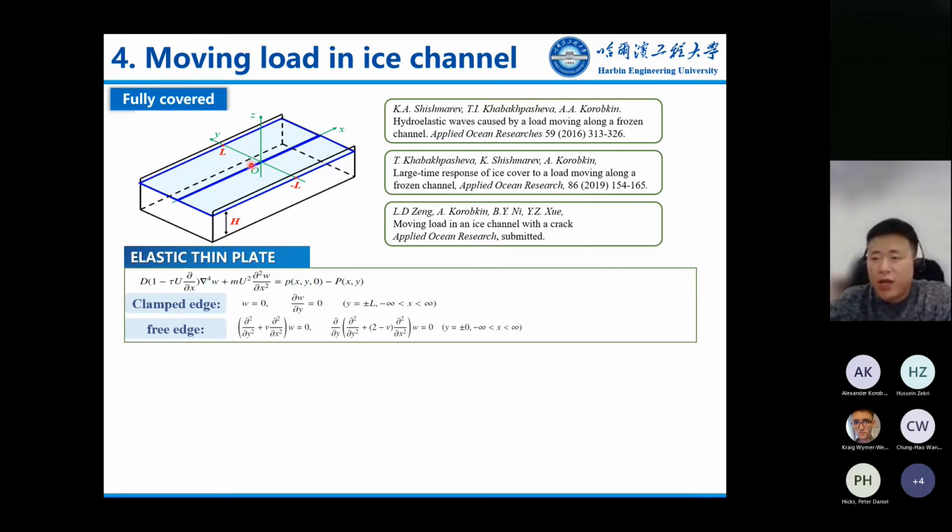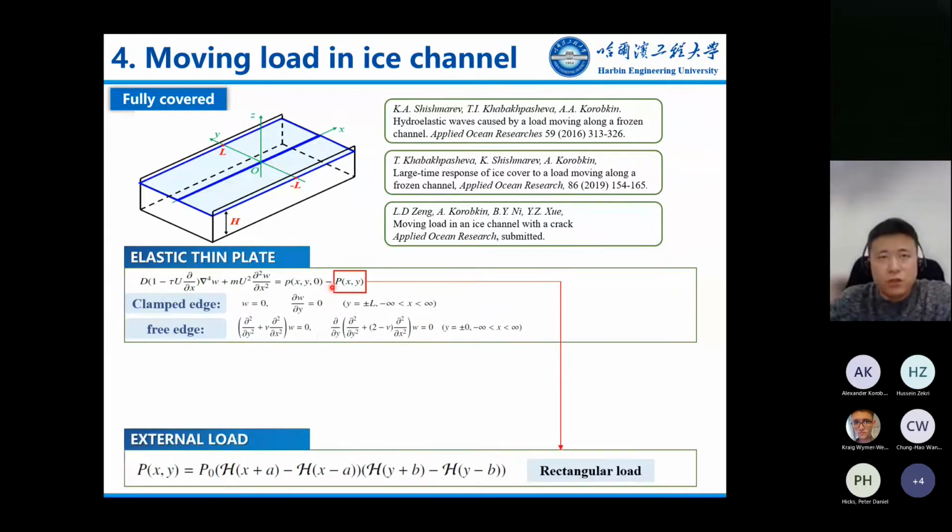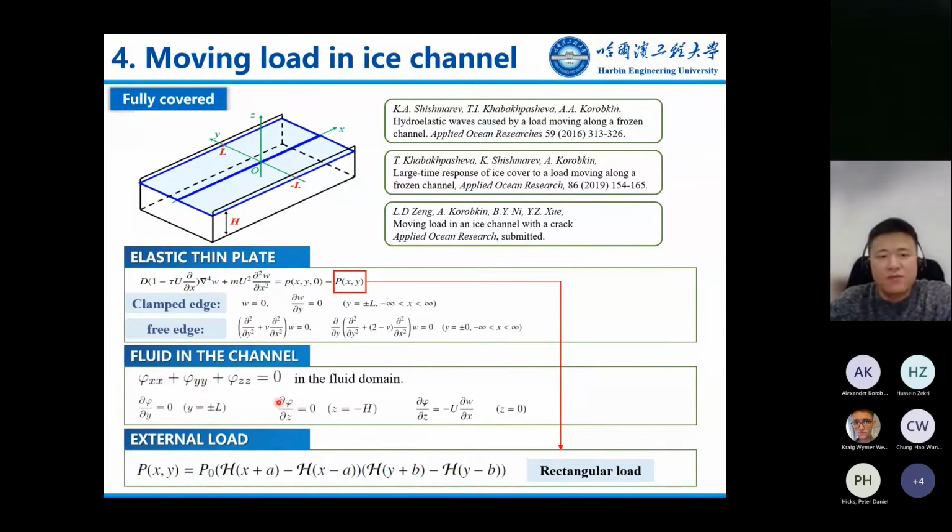We consider the crack located in the center of the ice channel, so the free edge conditions should be added along the crack. The external pressure P is described by a rectangular load. The fluid in the channel has the velocity potential phi and satisfies the Laplace equation and the corresponding boundary conditions at the channel walls, bottom, and the upper boundary z equal to 0.